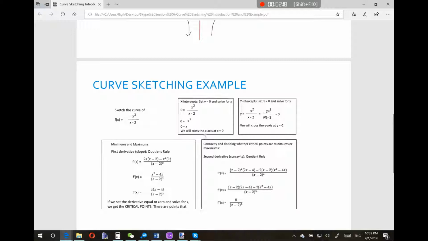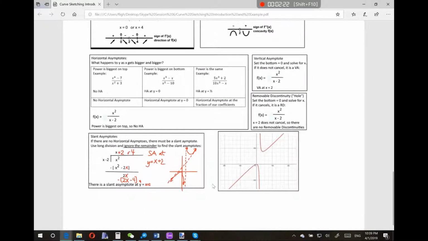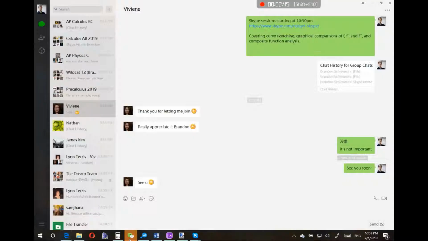Okay, so I've got one long form example that I sent you guys. I'm not going to go over all of it. I will point out, though, the part that everyone in my class seems to be missing, which is slant asymptotes. For slant asymptotes, we have to use long division first. So divide out, and then whenever you get your remainder, just forget about the remainder, and that will end up being your slant asymptote.